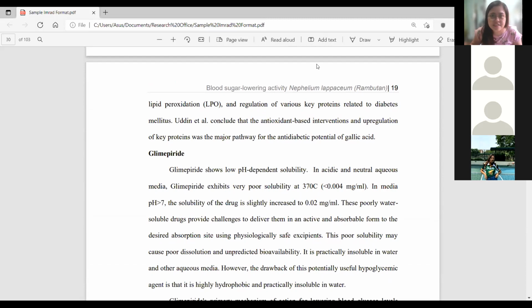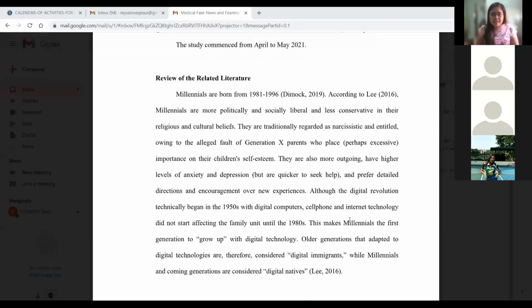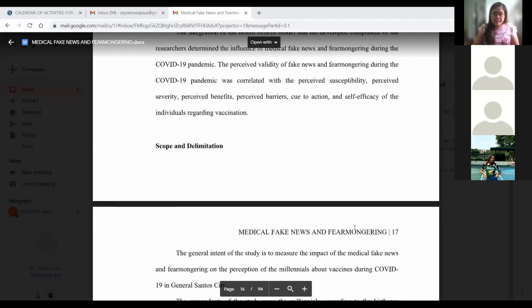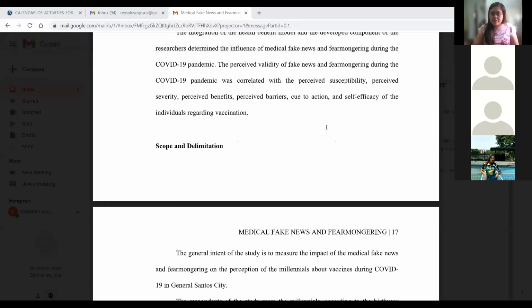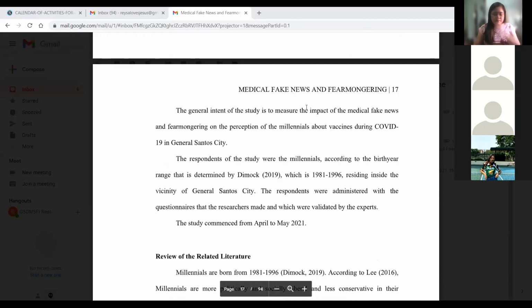Okay, that's for the pharmacy work. Let's look at the medtech study. Where is it? It disappeared. Let me open it again. Okay. Now, this is the medtech study from last year. Both of these studies were conducted last year. So this one is the review of the related literature and studies on medical fake news and fear mongering on COVID-19, their influence on vaccine confidence.